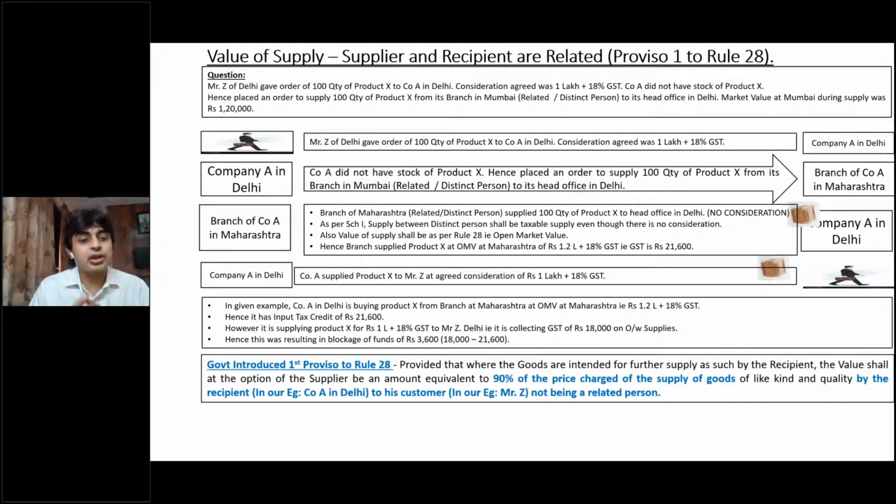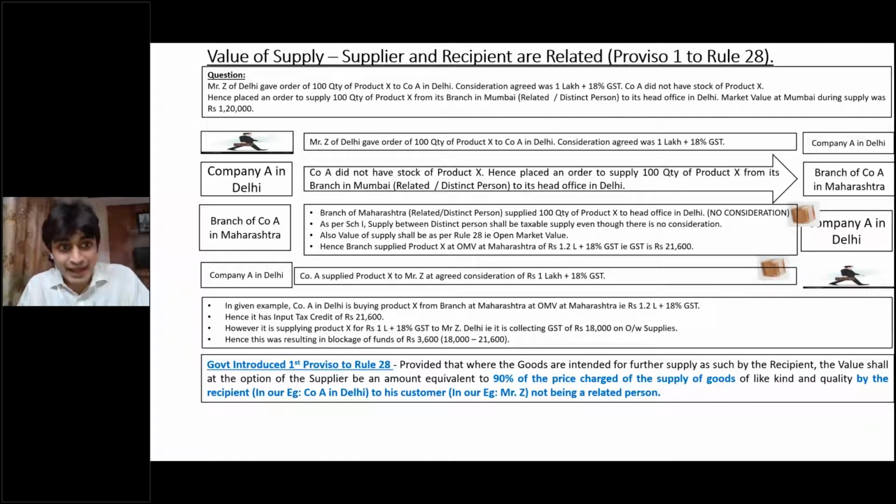Okay, so I requested government to do something. So government introduced this first proviso to rule 28. एक exception बना. देखो क्या बोला? Where the goods are intended for further supply as such by the recipient.